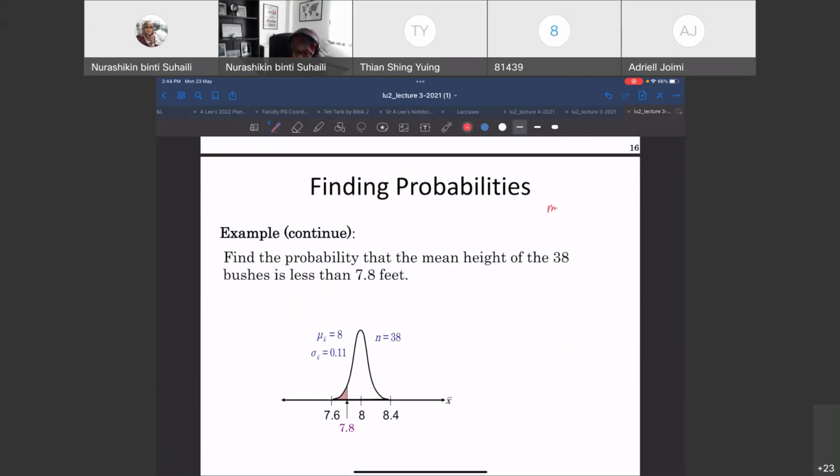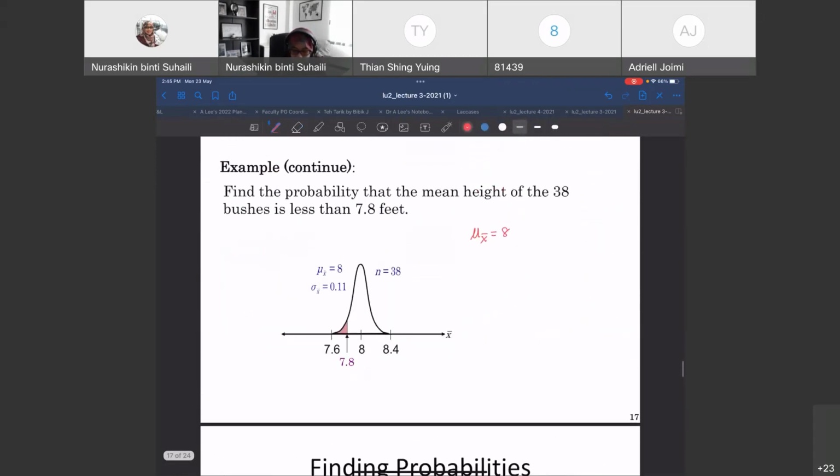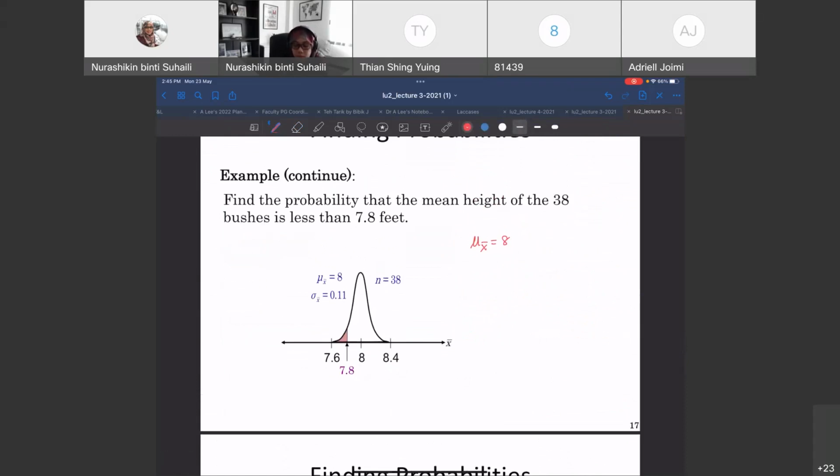Okay, so now we know that the mean just now, the mu, is 8, right? The mu is 8. So when we talk about this, it is referring to the normal distribution only, not the standard one yet, because you see the mean is not 0. This is a normal distribution. The value in the middle here is referring to the mean. So find the probability that the mean height of the 38 bushes is less than 7.8 feet.